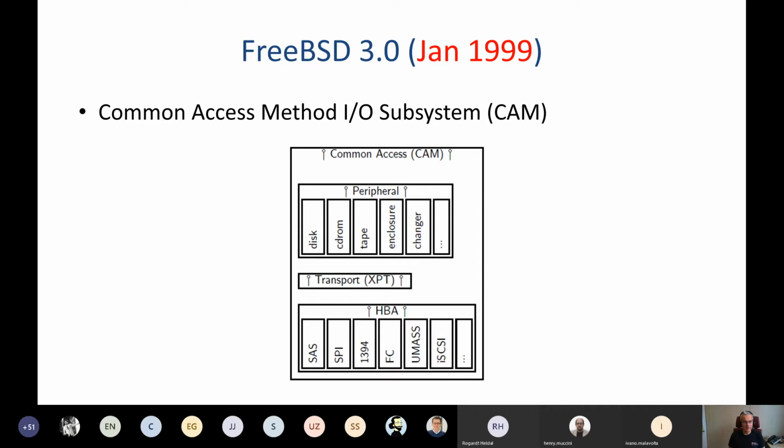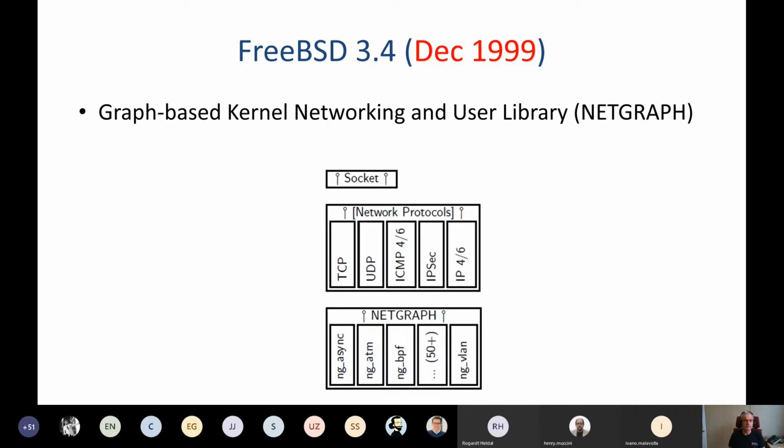And you see here something interesting. This has its own architecture. So it has layers on top of the peripherals, a transport layer, and the hardware abstraction layer on the bottom that has specific device drivers for abstractions such as 1394 or Fibre Channel or iSCSI. 3.4, another large system was brought in, the graph-based kernel networking and user library. Again, here you see a mini architecture with the network protocols being between the socket and the netgraph.